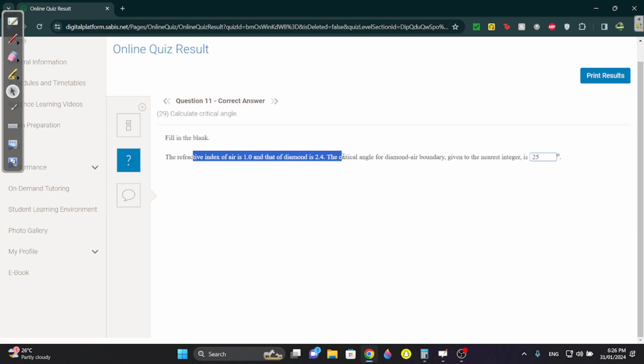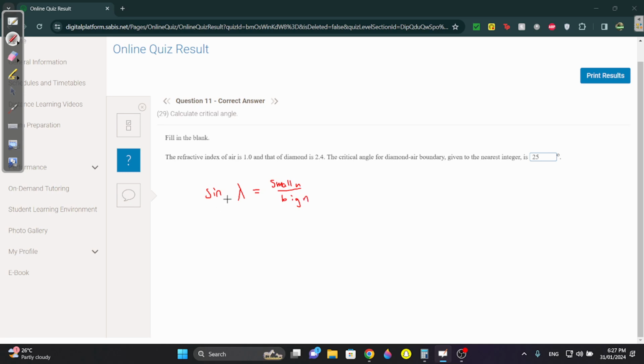11. The refractive index of air is 1 and diamond is 2.4. What is the critical angle? Some people use n_i sine i equals n_r sine r to find the critical angle. An easy way I developed in term 1, and what I told everybody that asked me: the critical angle, called lambda, sine lambda equals the small n over big N. Or you could just say lambda equals critical.